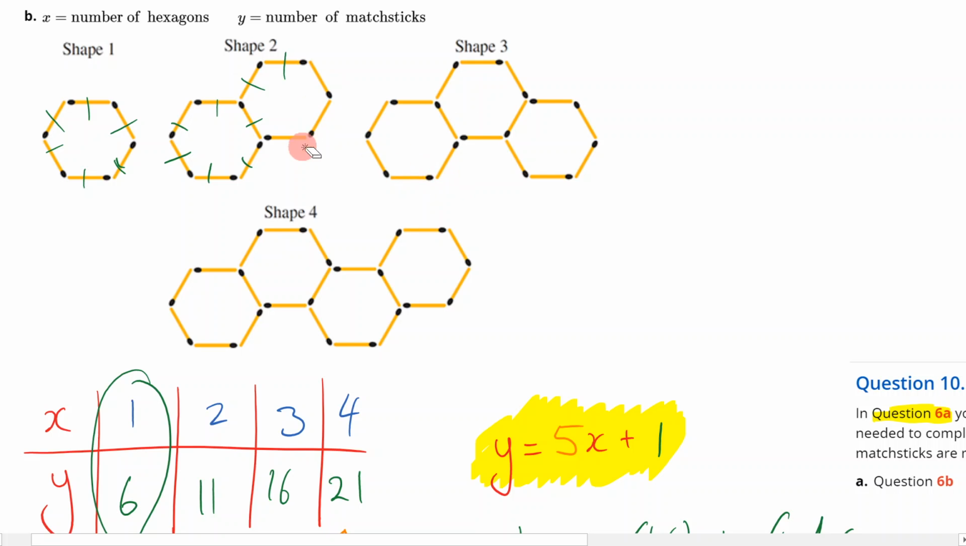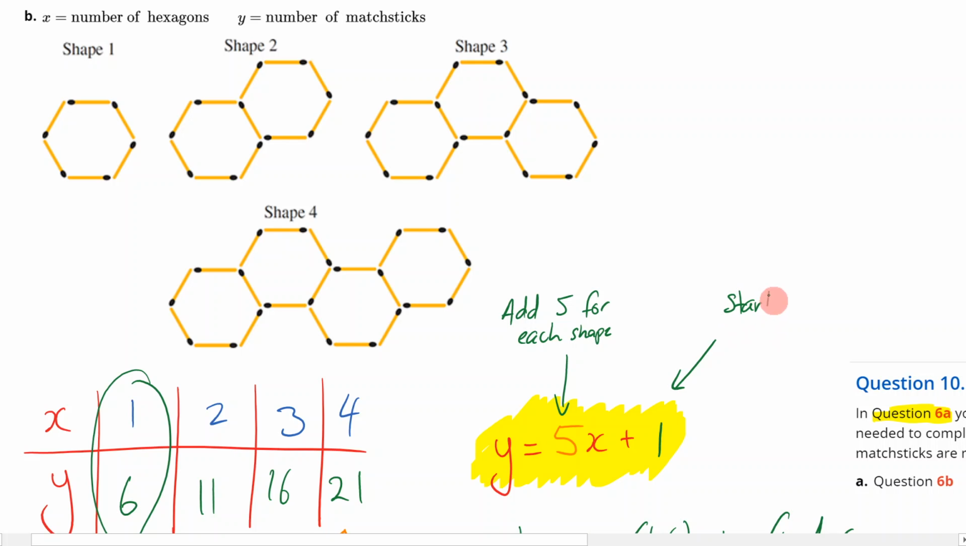We already know what the rule is, but we're kind of just writing it down in words now for question 10a. We're just writing down what we know, because we know the rule is y is equal to 5x plus 1. Well, this 5 is telling me you need to add 5 for each new shape. So it's saying add 5 for each new shape. And this 1 here is telling me you need to start with one matchstick in order to create that first shape. So start with one matchstick.